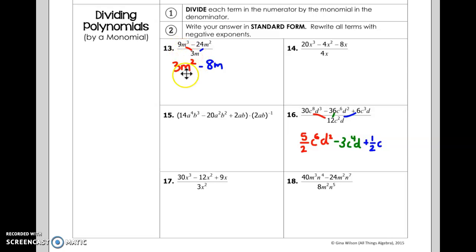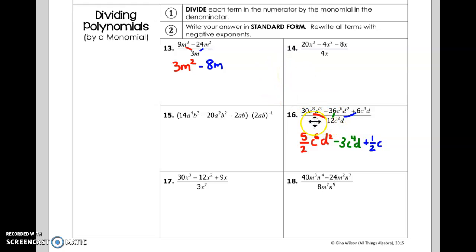Well, 9 divided by 3 is 3. M cubed divided by m is m squared. Negative 24m squared over 3m, divide negative 24 by 3, I get negative 8. M squared divided by m is m. Okay, and then make sure your answer is in standard form. So highest exponent down to the least or to the constant, and rewrite any of the terms with negative exponents.